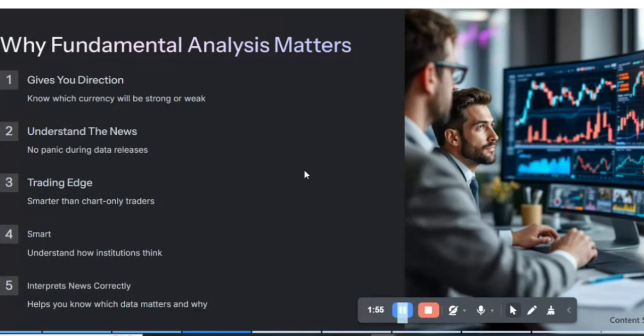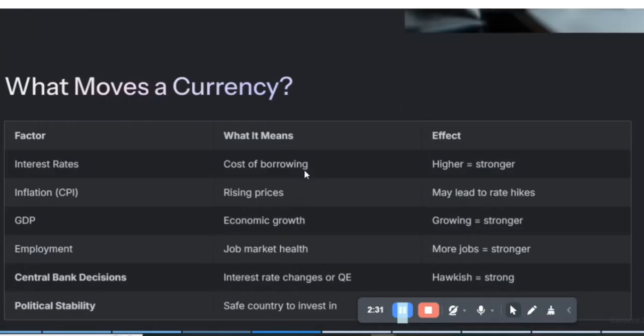You understand how institutions think, right? The decisions of institutions move the market more than the decisions of retail traders. So if you get to understand how institutions think, it will help you to trade in line with their biases, right? So that's pretty much it. It will make you more precise, right? So it helps you to interpret news correctly, right? So you get to know which economic data or news that is released really matters and why, right? So that's pretty much it, guys.